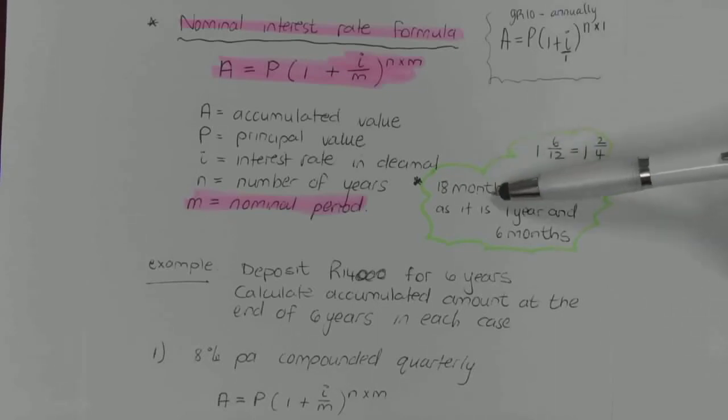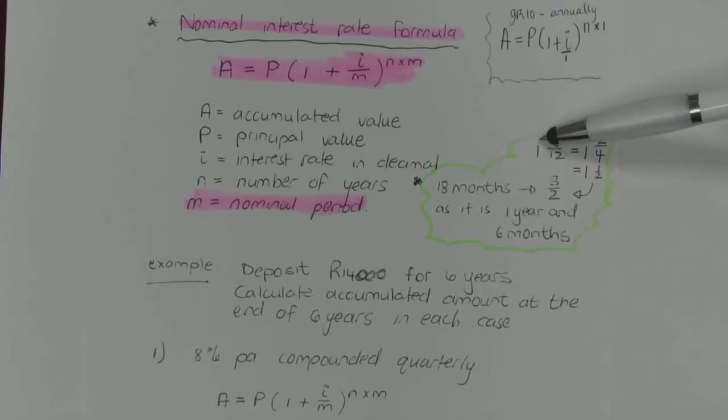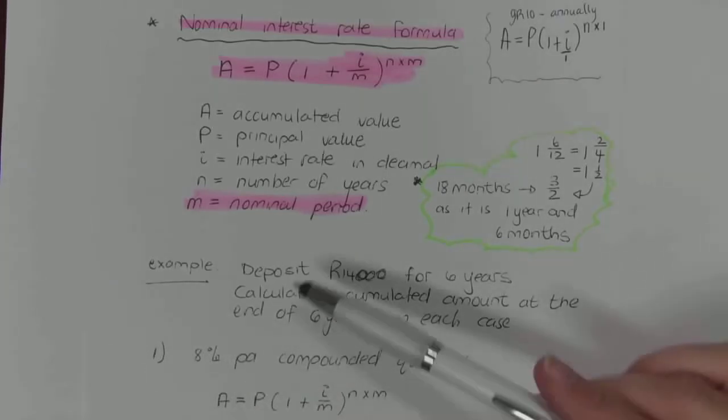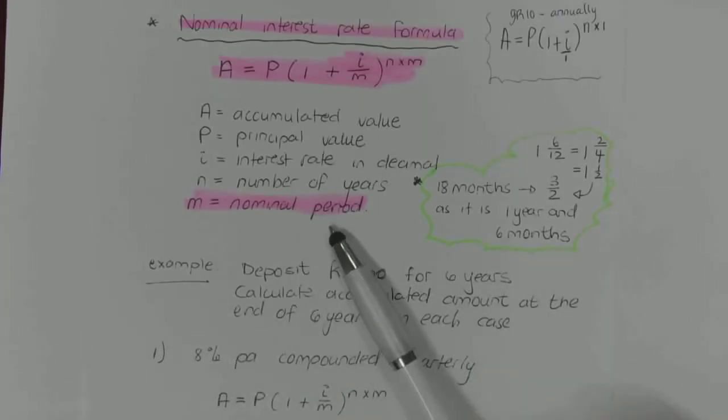Now 18 months is 1 year and 6 months, which means it's 1 and 6 over 12, which is 1.5. Use 3 over 2. It's very easy to use that instead of a mixed fraction. M is representing the nominal period, which is your semi-annually, your quarterly, your monthly, or your daily.